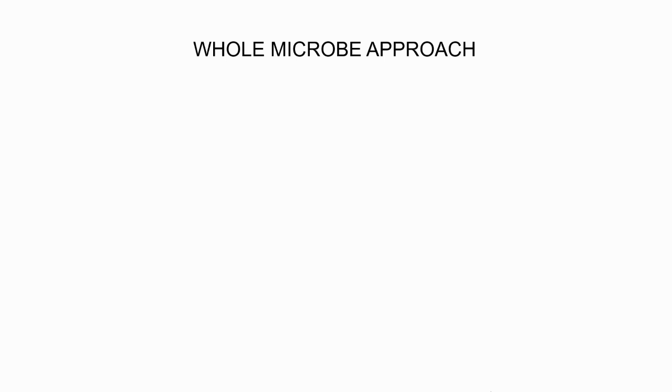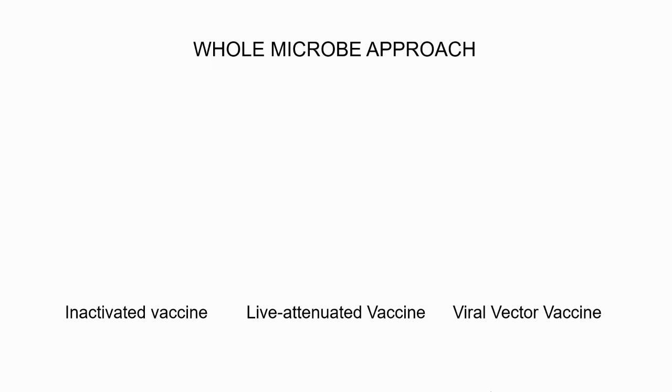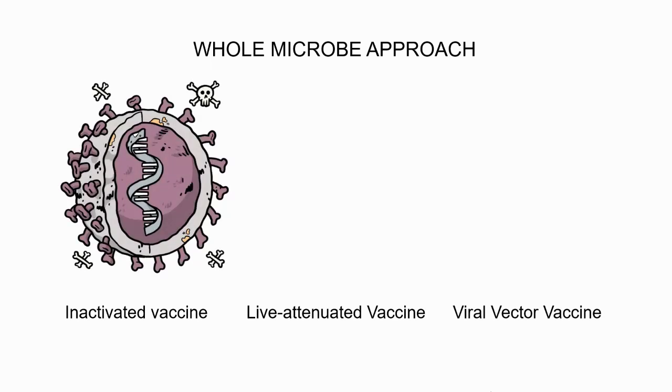The whole microbe approach is divided into three different vaccines, namely the inactivated vaccine, the live attenuated vaccine, and the viral vector vaccine. Let us discuss first the inactivated vaccine. The inactivated vaccine has a process of taking the disease-carrying virus or bacterium or one very similar to it and inactivate it or kill it using chemicals, heat, or radiation.